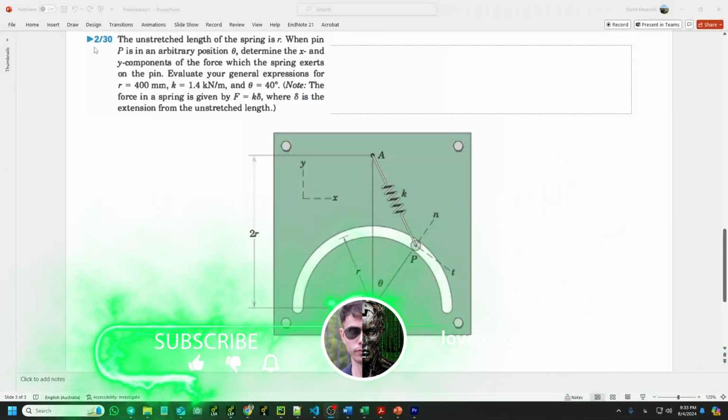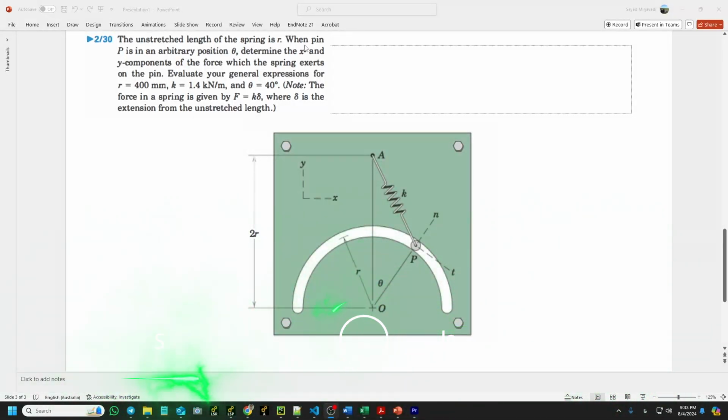Question number 30. The unstretched length of the spring is r. When P is in an arbitrary position theta, determine the x and y components of the force which the spring exerts on the pin. So from here to here is 2r. From here to this point is r. Therefore, from here to here is r.